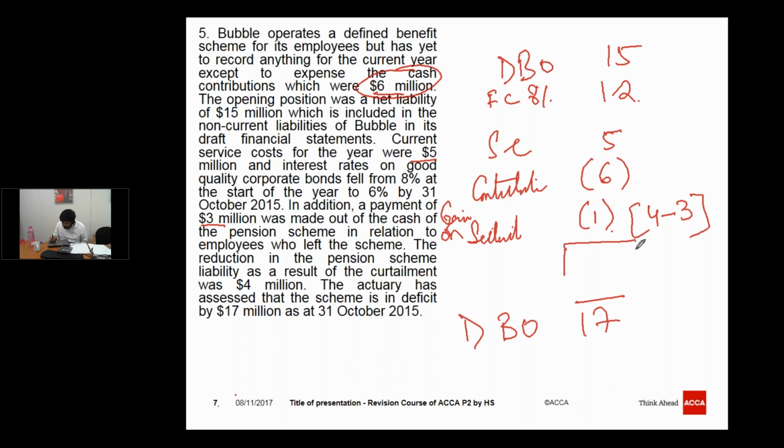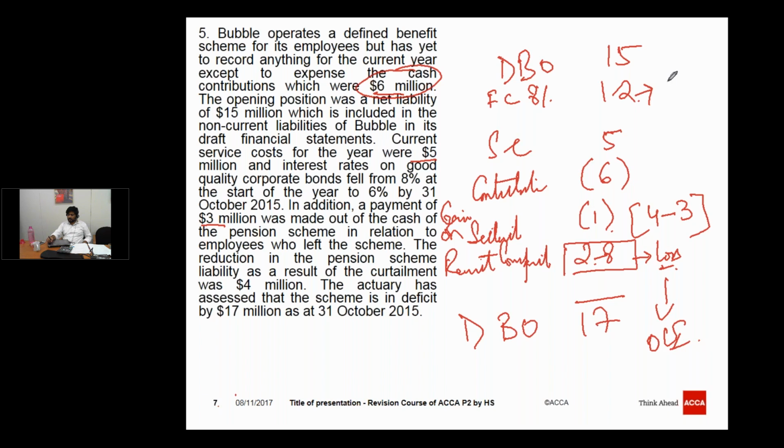So the difference will be considered as a remeasurement component, which could be a gain or a loss. So 15 plus 1.2 plus 5 minus 6 minus 1 minus 17. So there is a difference of 2.8. So actually the liability has increased, so it is a remeasurement loss actually. So this remeasurement loss will be recognized in OCI.